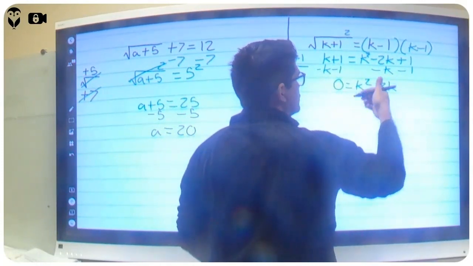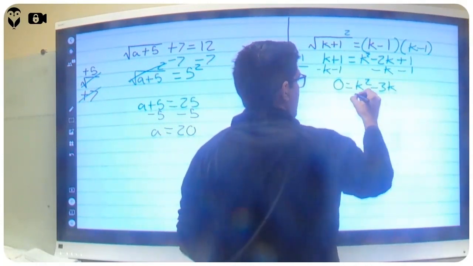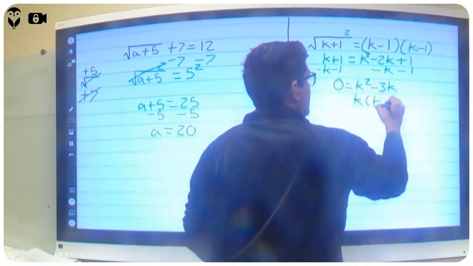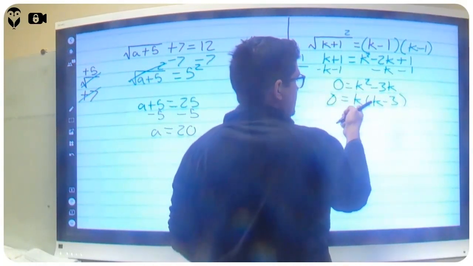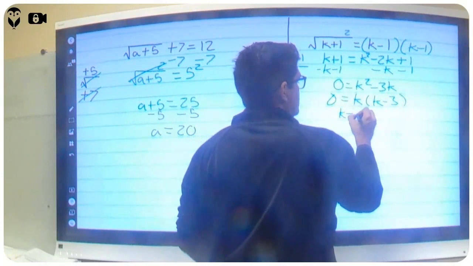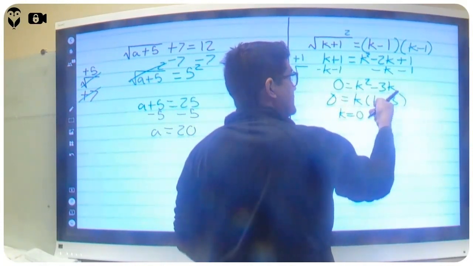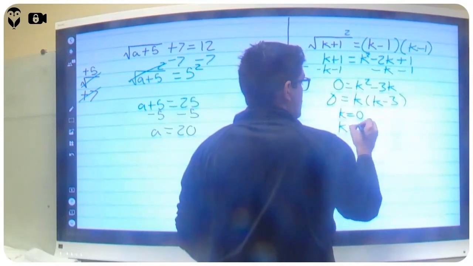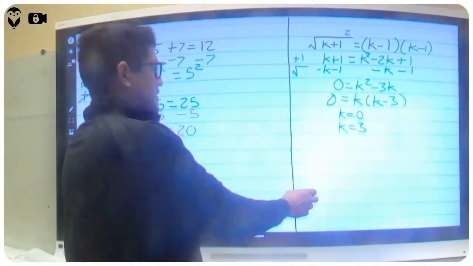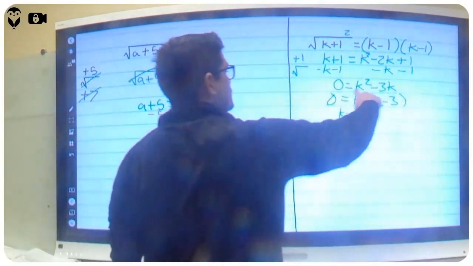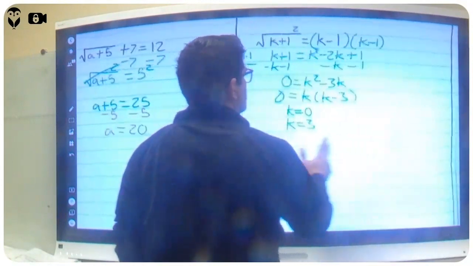So we're going to simplify this. Everything here has K in it, so we're going to divide K out. So K minus 3 equals 0. If K is 0, this equals 0, so K equals 0 is one of the solutions. Then if K is 3, this is going to be 0, so K equals 3 is one of the solutions. You could have also used the quadratic formula to solve this as well. You would have gotten the same result.